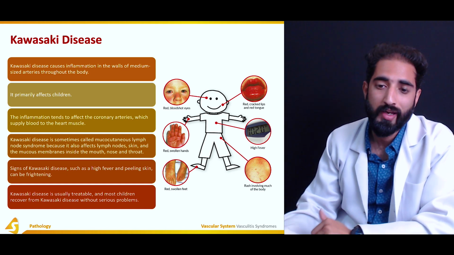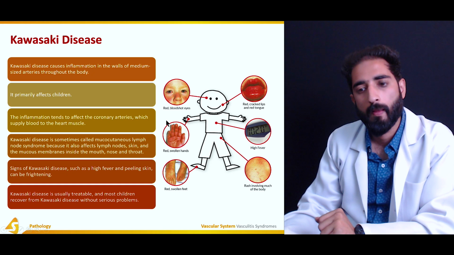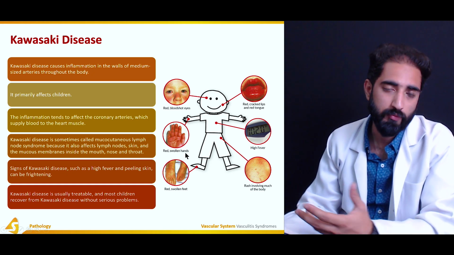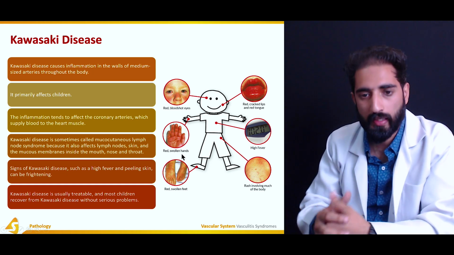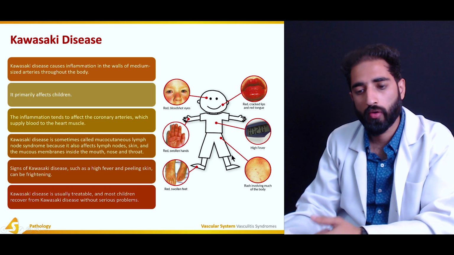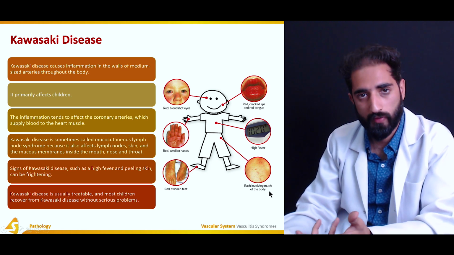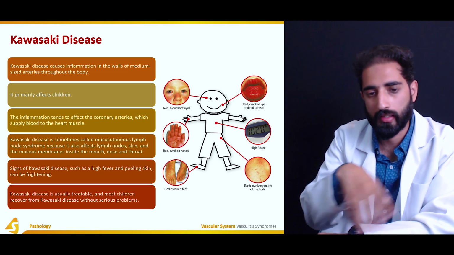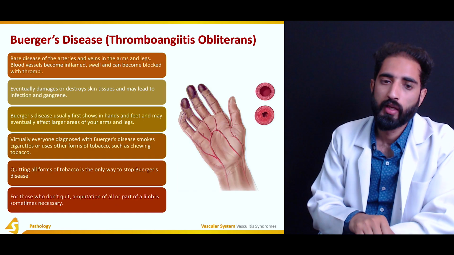Other symptoms include red bloodshot eyes, red cracked lips and red tongue, red swollen hands because it is a generalized inflammation or arthritis, high fever, red swollen feet, and rash involving much of the body because it is not specific to any one region, it involves the whole body.